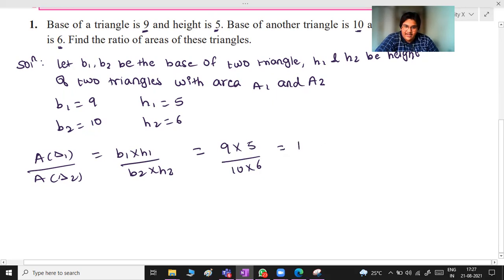So I'll multiply this as 5 nines are 45 and 10 six are 60. It goes in the table of 5. 5 nines are 45, and 5 tens are 50 है ना? तो सोचो किसमें जाएगा वो? Think and tell me. Come on.